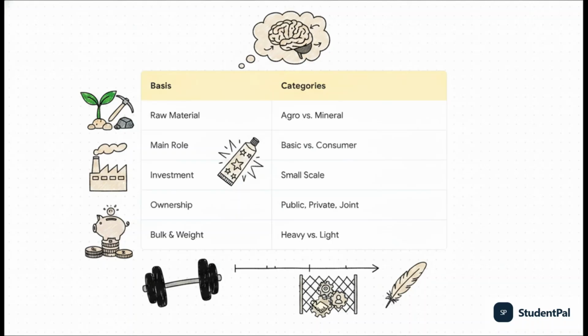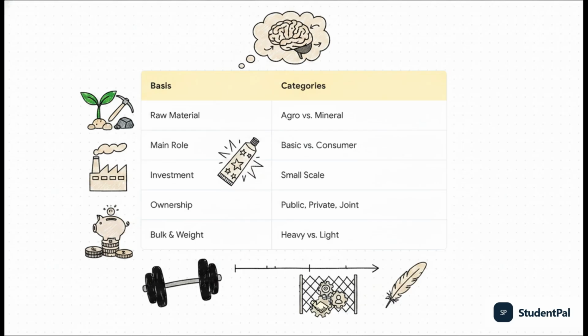We can also look at their main role. A basic industry, like copper smelting, supplies materials to other factories. But a consumer industry makes goods directly for you and me, like toothpaste. Then there's capital investment. For instance, a small-scale industry currently has a max investment limit of 1 crore rupees.